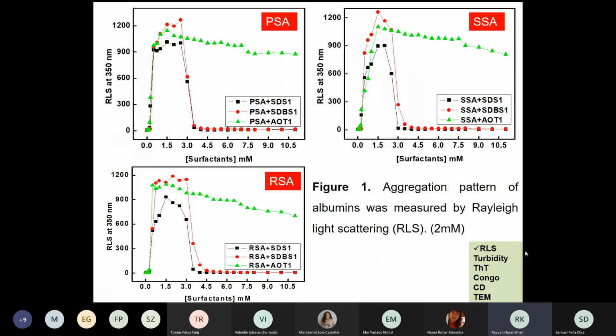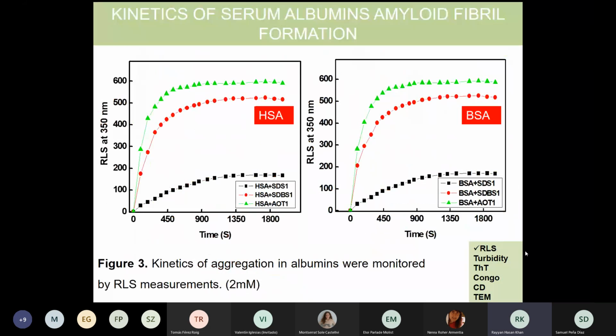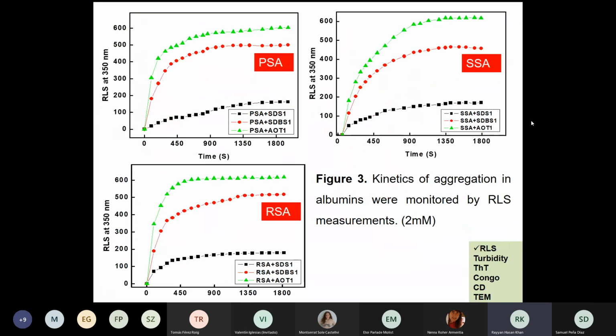Now, kinetics was also observed by Rayleigh scattering, and you can see again a very steep hyperbolic curve is observed for the AOT, followed by the SDBS, then SDS. A similar pattern is observed for BSA, PSA, SSA, and RSA.